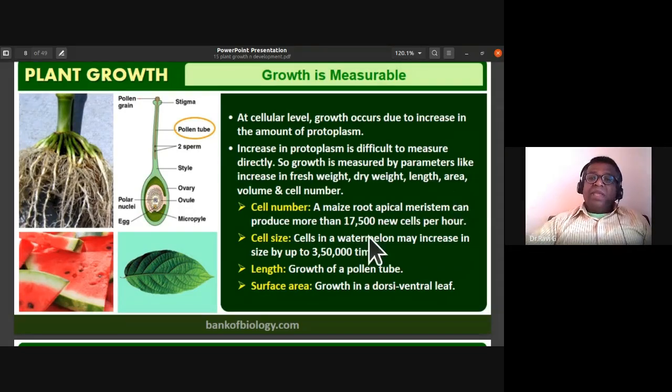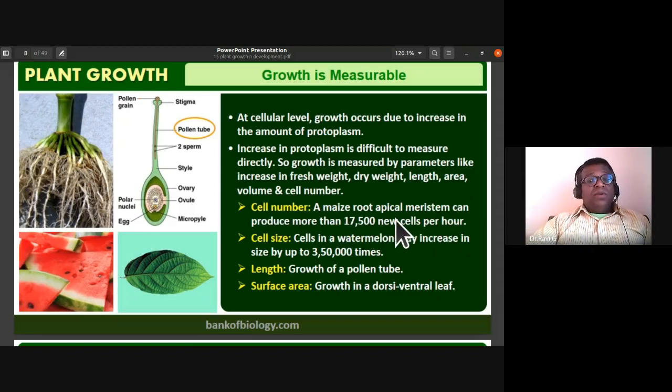Cell number: a maize root apical meristem can produce more than 17,500 new cells per hour. So just look at that huge number. Maize, you know already about Zea mays, or Jola, what we call corn.